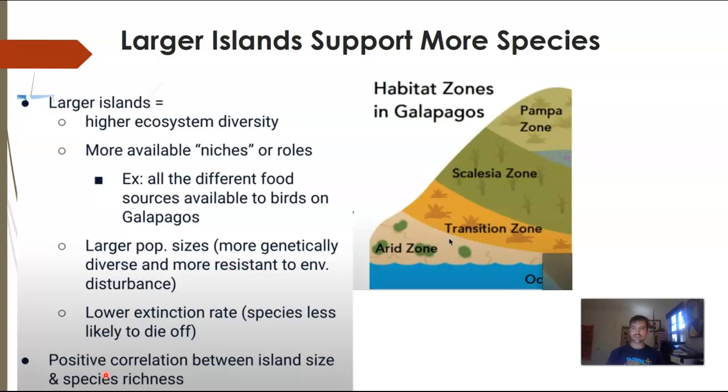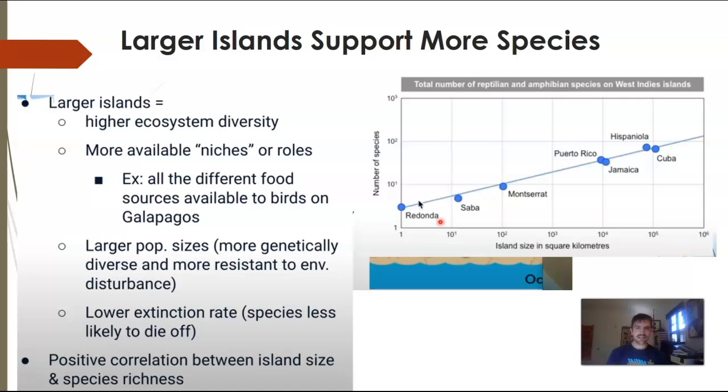So we call this a positive correlation. That's an important terminology for you to know. So it's completely linear. As the island increases in size, so does the number of species. So this is the total number of reptilian and amphibian species in the Western Indies. And as you can see, as the islands get bigger, there are more species.